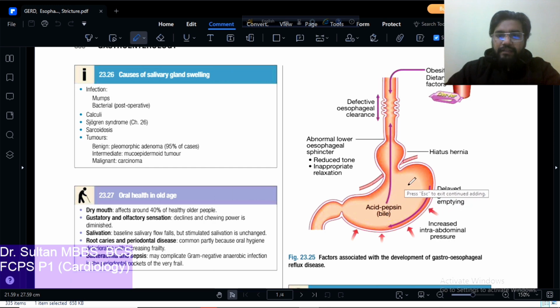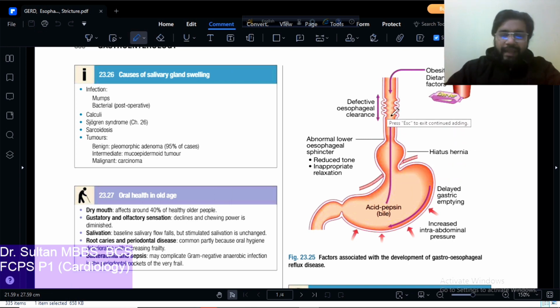If you have a delayed gastric emptying, the food content in the stomach is not emptying properly or is delayed. So it will stay in your stomach for a long time, and if you bend or if you lie down on bed, then the food content may jump back into the esophagus and cause the reflux disease. Okay, so these are the important factors.